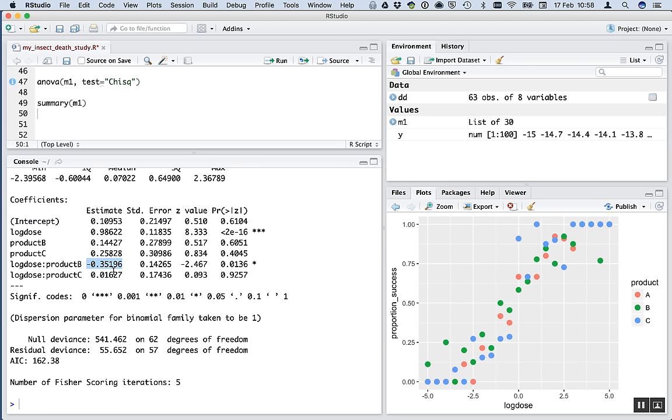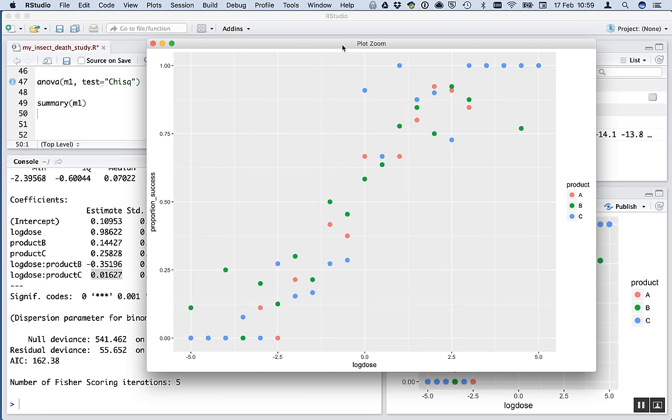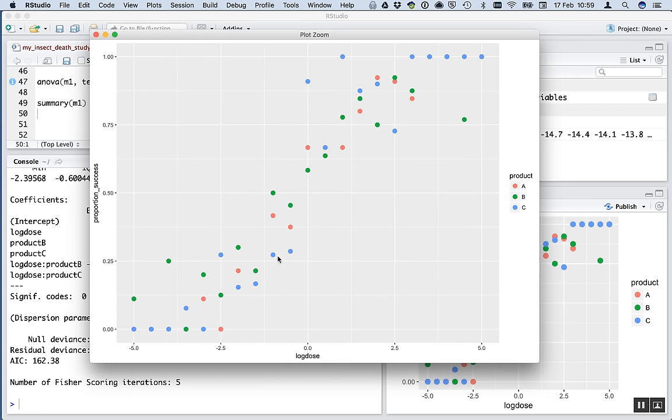You can see that. And then product C, this is the difference between the slope for product C and the slope for product A. You can see that that's relatively small, especially compared to this difference. So you can say with reasonable confidence that the slope of product A is not different from the slope of product C. Now let's look at the graph and see whether that matches with what you might have guessed. As you remember, I couldn't make a guess because I already knew the answer.